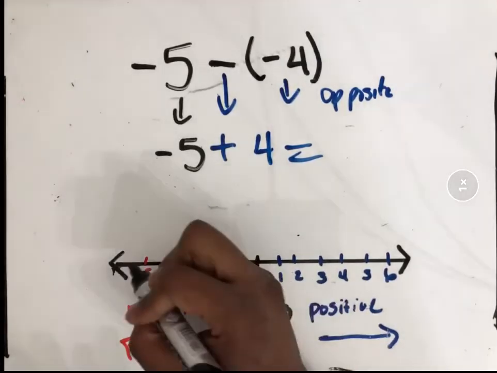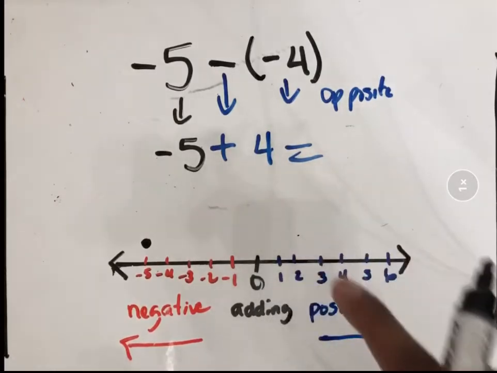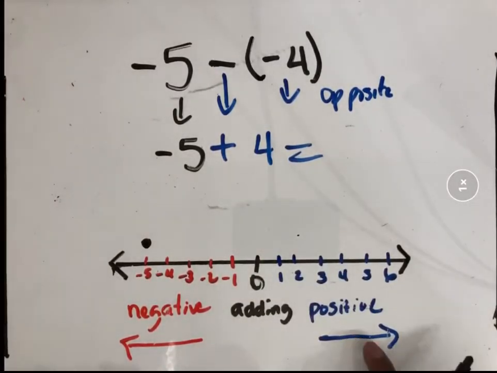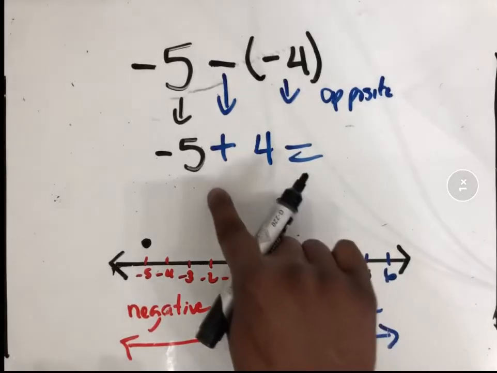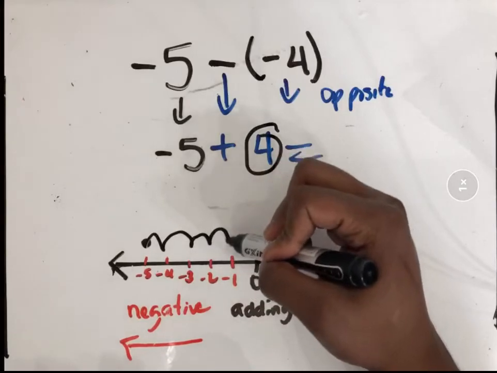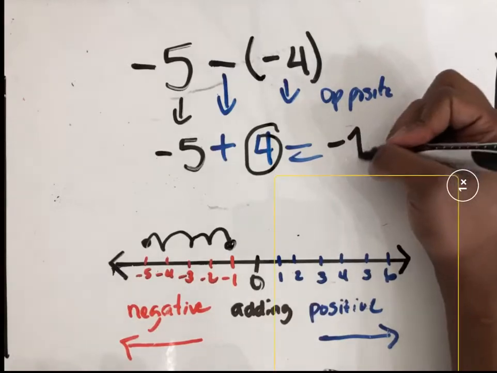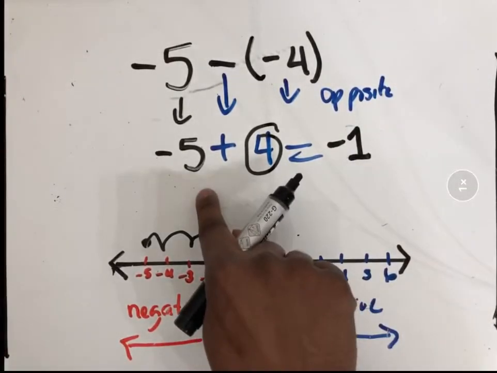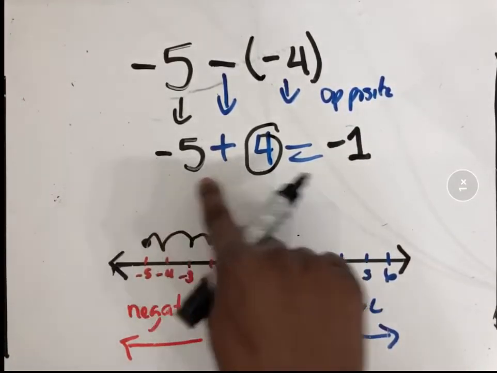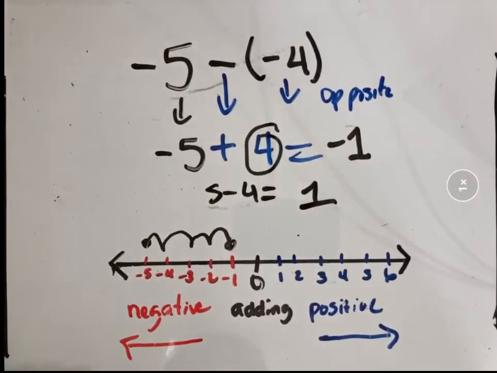I start at negative 5. I'm adding 4, which means I need to add a positive number and go to the right. I'm going to go to the right 4 times. 1, 2, 3, 4. Here is my answer. Negative 5 plus 4 is negative 1. This makes sense because if you look at our addition rules, when they're opposite signs, I have a negative and a positive, I subtract. 5 minus 4, I get 1. Keep the sign of the bigger number. The bigger number is 5, and it's a negative, so my answer should be a negative. This still works.